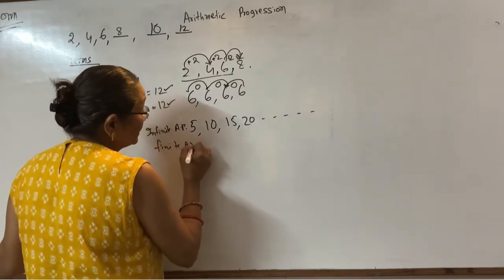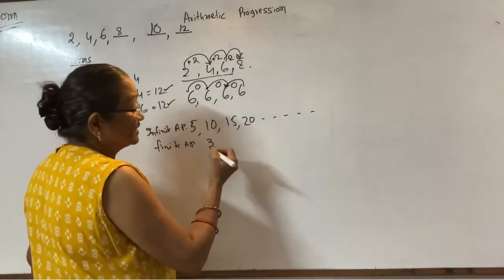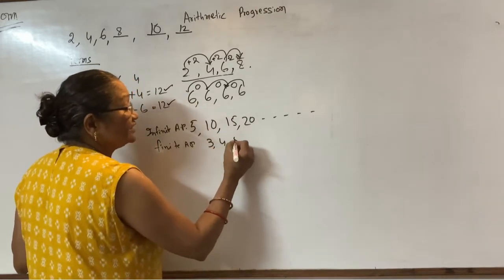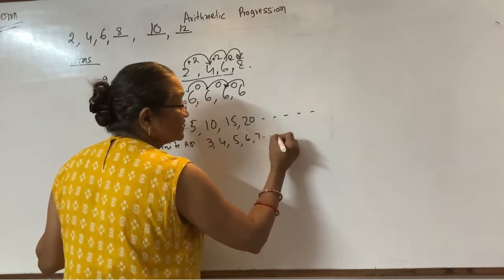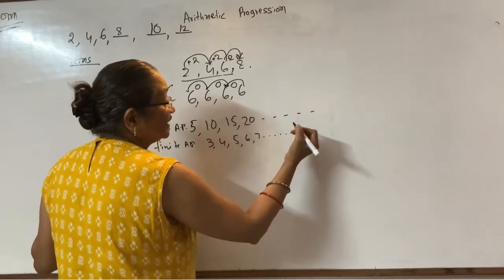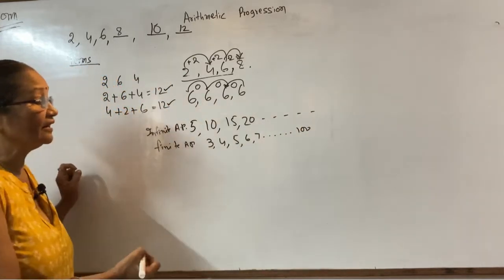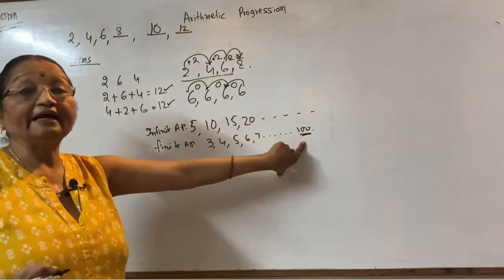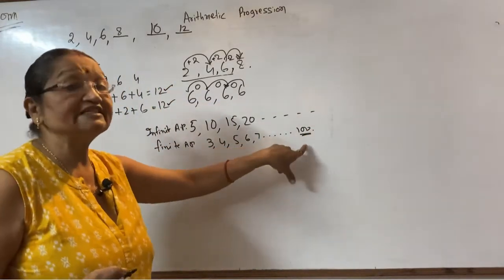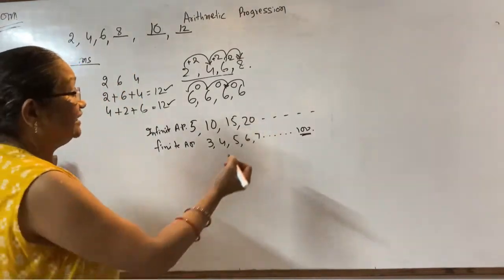Then finite AP, finite is what? Finite AP is where there is an end. Suppose 3, then 3 plus 1 is 4, 4 plus 1 is 5, 5 plus 1 is 6, 6 plus 1 is 7, and so on, 8, 9, 10, 11, 12, 13, 15 or 100, whatever it may be. So here, this is the last term. It is ending over here, it is limited, the limited terms are there, therefore we can say it is a finite AP.